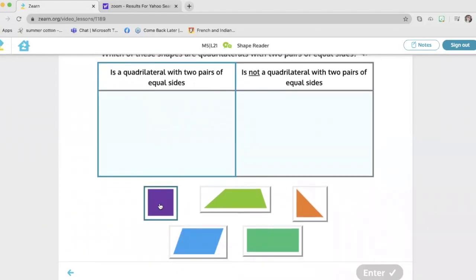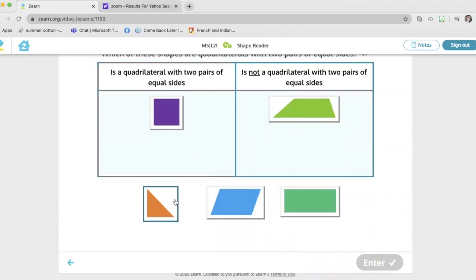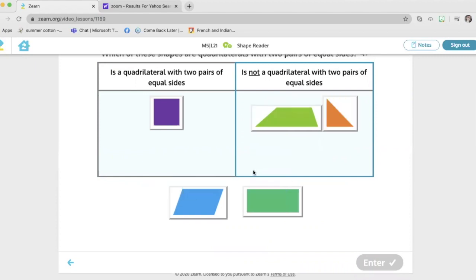So the very first shape is a square. I can see that it has 1 set of equal sides, and then it has a second set. So I can move it over here where it says 2 pairs of equal sides. This shape right here, I can see that it has 1 set, but these sides right here are not the same. So it would go over here. This is not a quadrilateral. Remember, a quadrilateral is a shape with 4 sides, and a triangle only has 3.